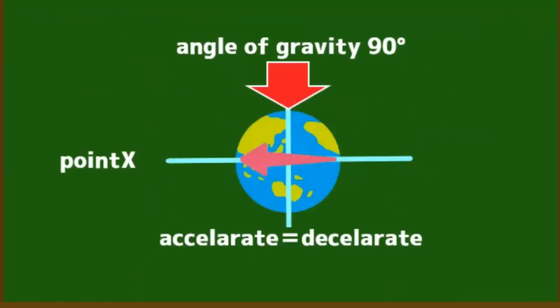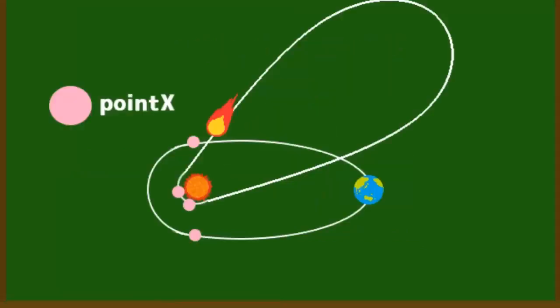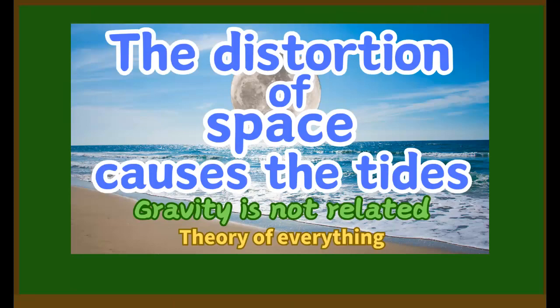By the way, when the direction of motion and the input angle of gravity are at right angles, and acceleration and deceleration are in balance, we call the state point x. If there are 2 points x along the orbit, orbital motion can occur. The closer the points x are to each other, the larger the orbital path becomes. However, achieving orbital motion requires one more element.